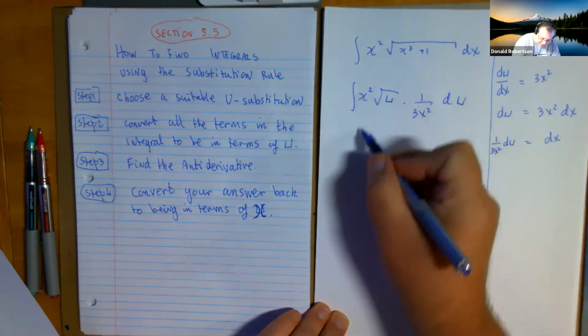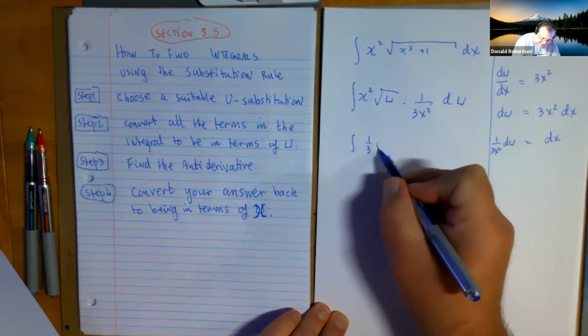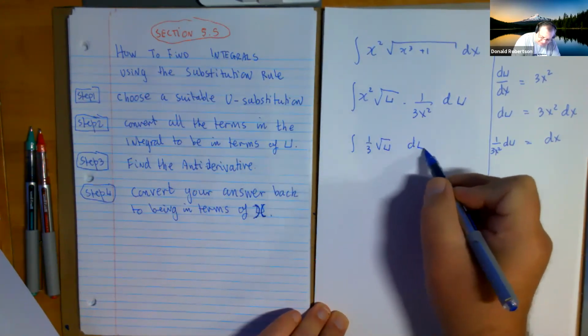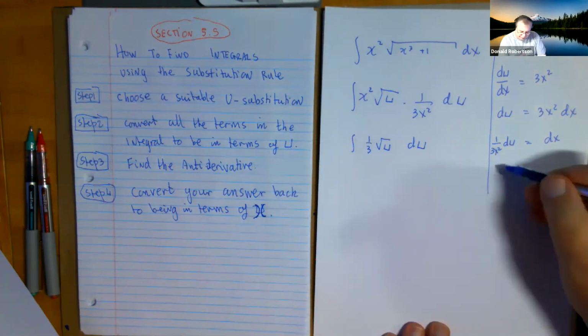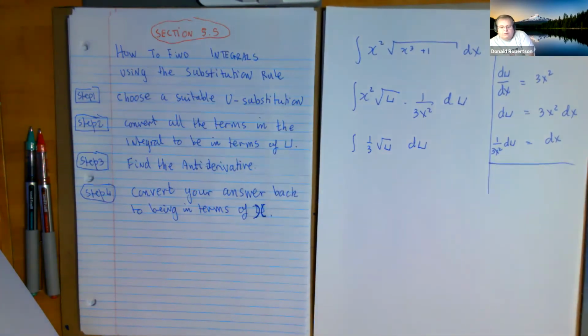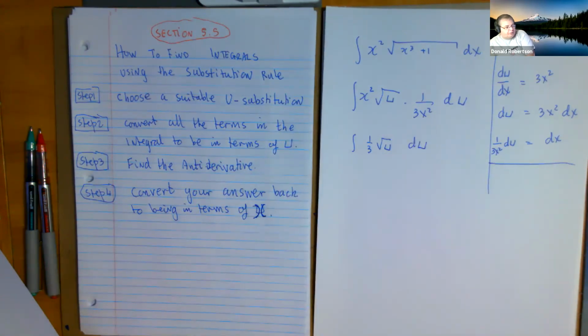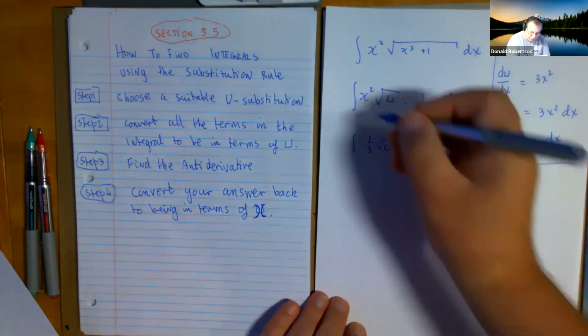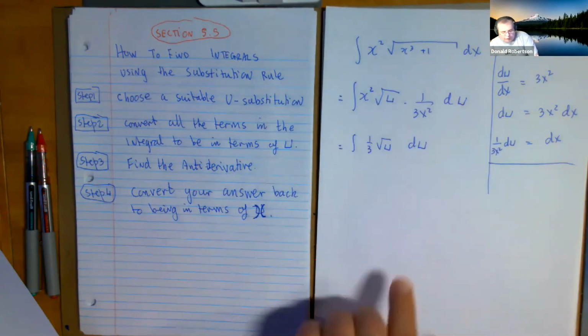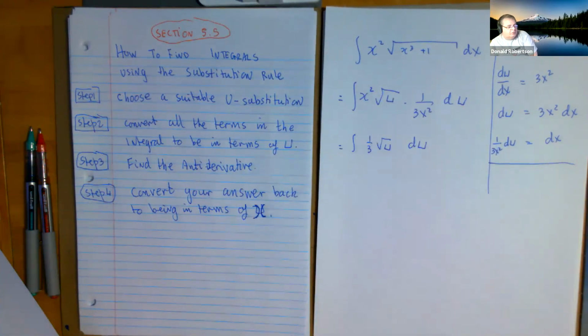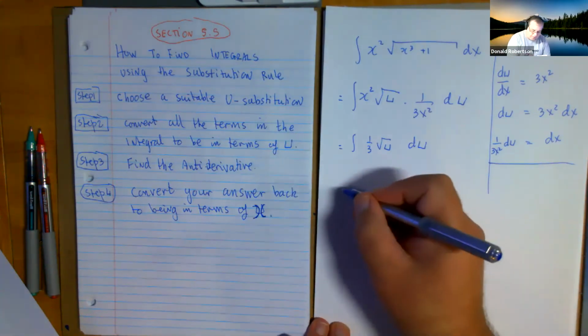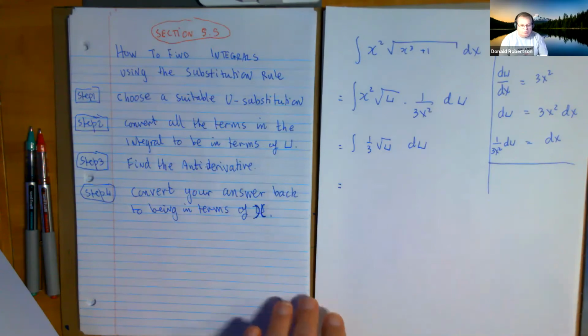The x squareds cancel, and I am now looking at that. Oh, okay. It is in terms of u, so that's a great sign. Is there anything I need to do here to be able to go further? Will I need to change how this looks in order to get an antiderivative? What do I change it into then?